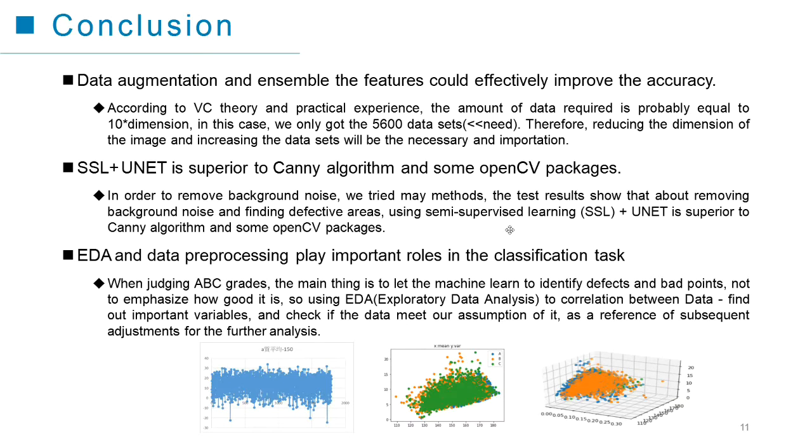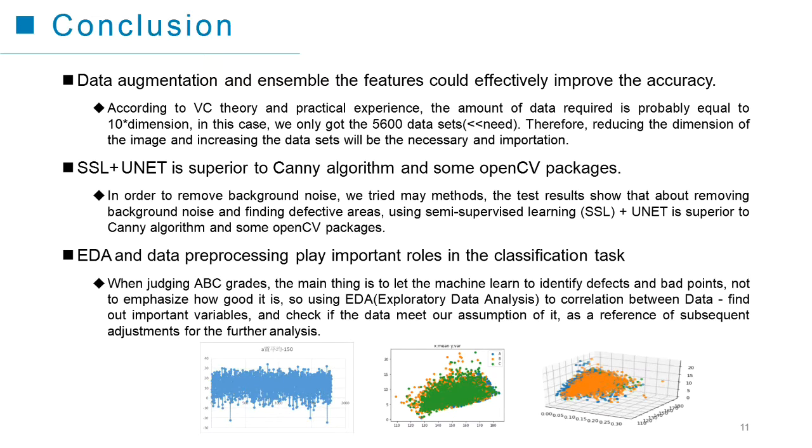In order to remove background noise, we tried many methods. The test results show that, for removing background noise and finding the defective area, using semi-supervised learning SSL with UNet is superior to the K-means algorithm and some OpenCV packages. EDA and data processing play an important role in the classification task.